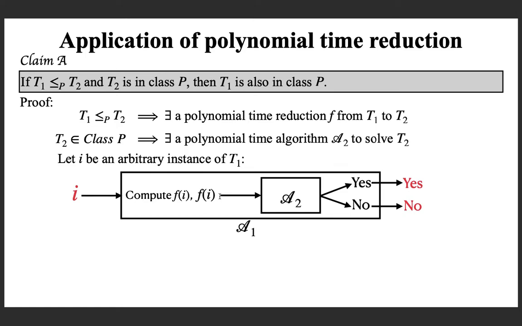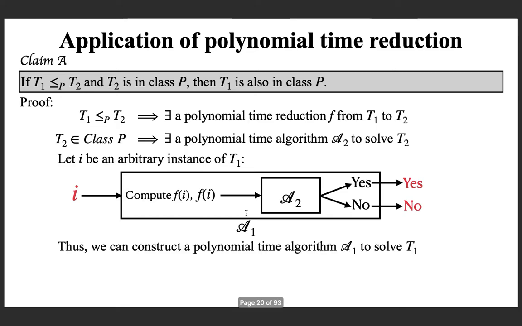Reduction means if you are getting yes as the answer for the problem T2 on f of I, then yes must be the answer for I in the problem T1. Similarly, the no case. So if you remember what we did in the previous lecture, this is easy to understand. So now we are getting a polynomial time deterministic algorithm for T1, and hence we are proving that T1 is in the class P.